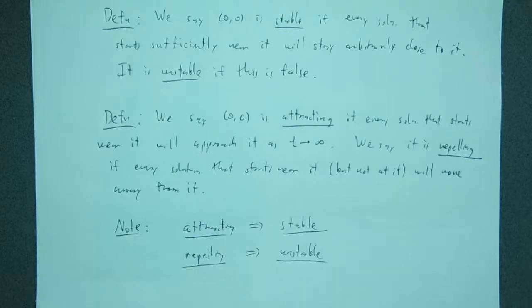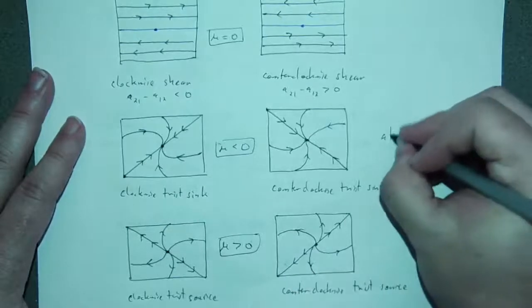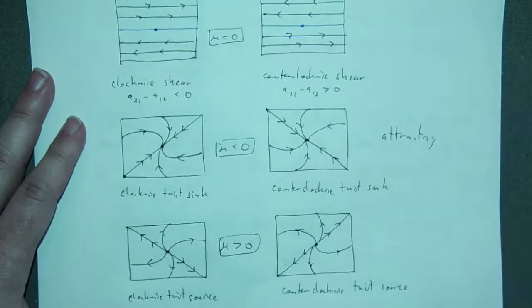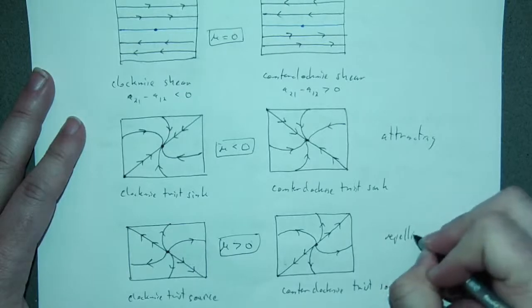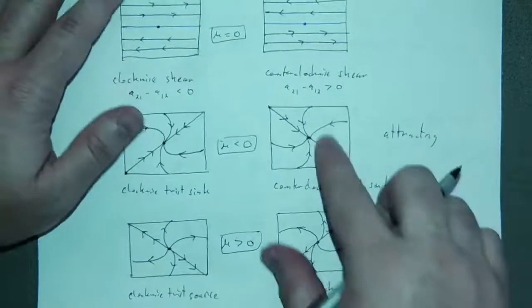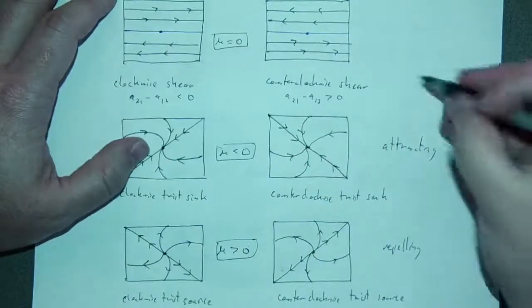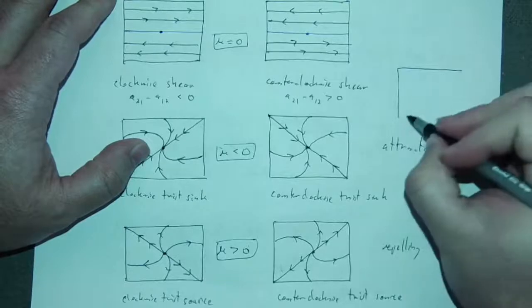But let's see that they are different, right? So let's go back to what I've drawn here. So for instance, these are both examples of attracting, and these are both examples of repelling. But then what's an example of something that is, say, stable but not attracting? Right? So here, anything that starts near it is going to be pushed towards it as t goes to infinity. Well, what if I had something like this?